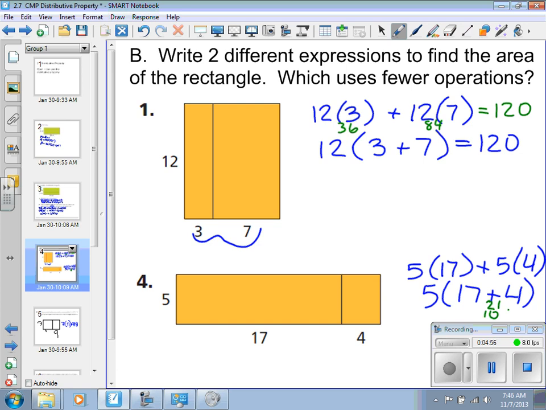And the other one, 5 times 17 is 85, and 20. So I still get the 105, but that's just not as natural to me to work out, I don't think. I guess it kind of depends on the numbers you're working with.